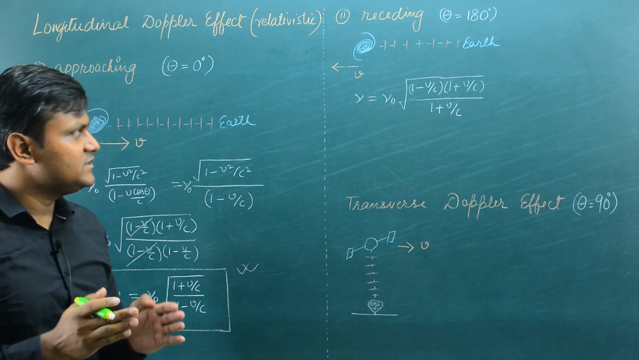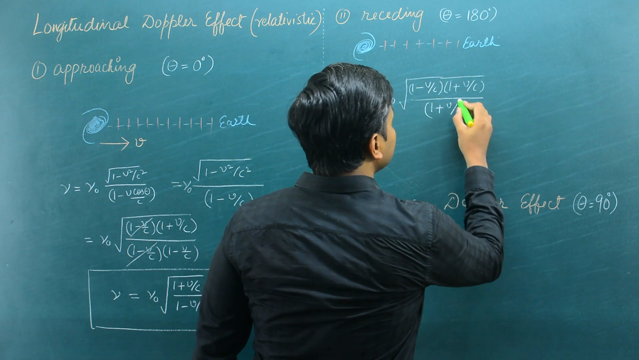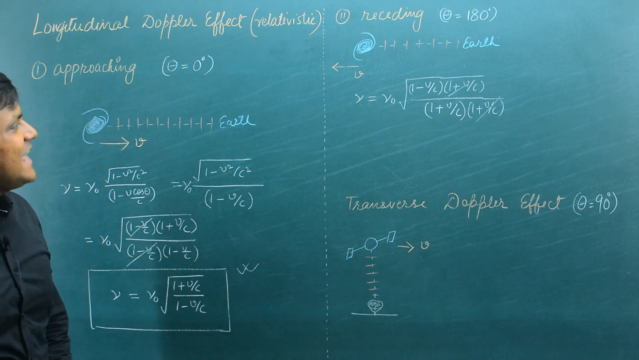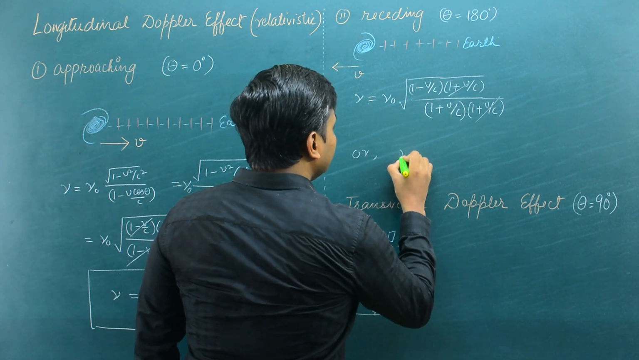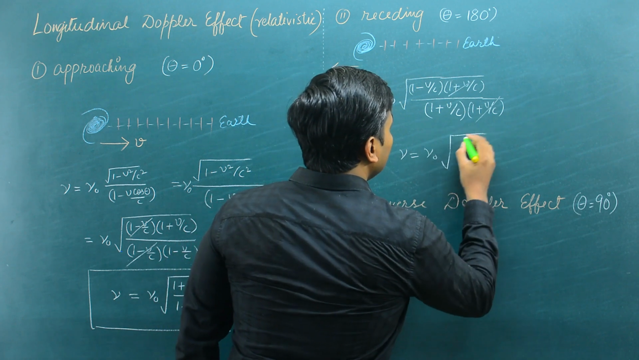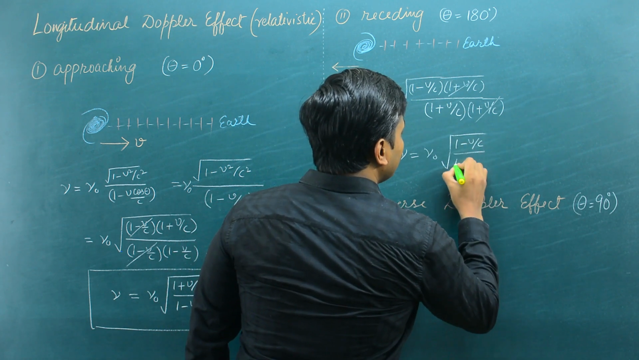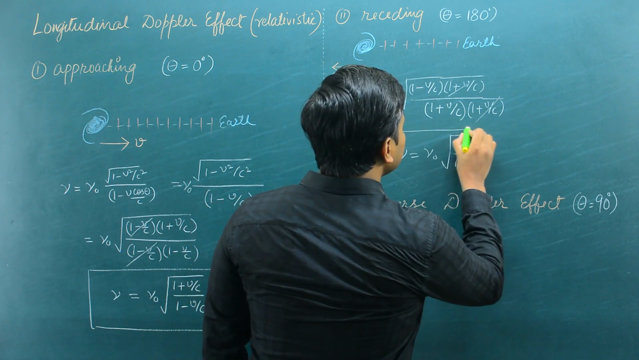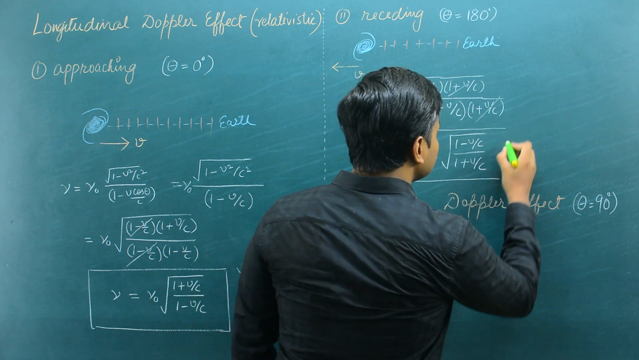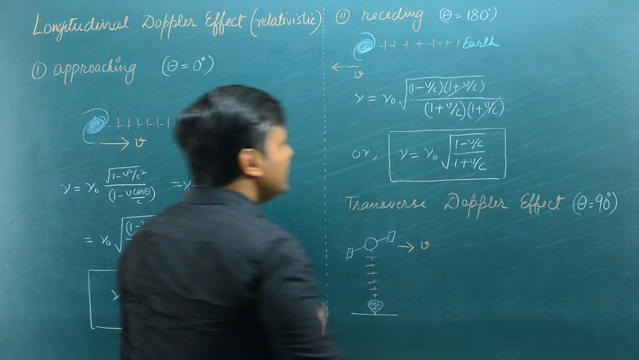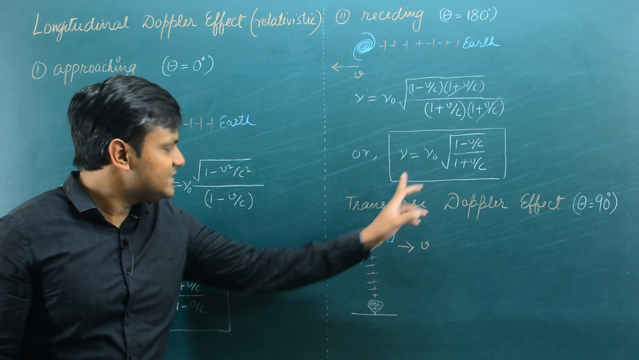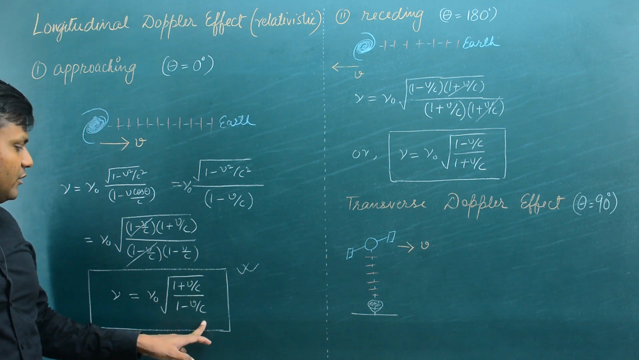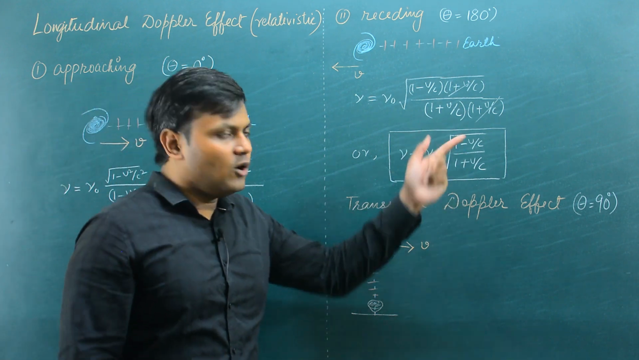If I keep the 1 plus v upon c within a square root, then I'll simply write 1 plus v upon c into 1 plus v upon c. So here the 1 plus v upon c factors get cancelled, and finally we get the formula nu is equal to nu naught root over 1 minus v upon c in the numerator and 1 plus v upon c in the denominator. So this is the longitudinal relativistic Doppler effect for the case where the source is receding away from the observer. You see that the formula here is slightly different from the previous one. Here 1 plus v upon c is the numerator and 1 minus v upon c is in the denominator. Here it is the complete opposite.